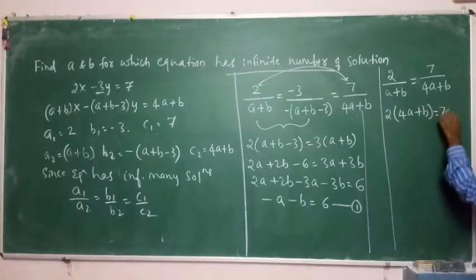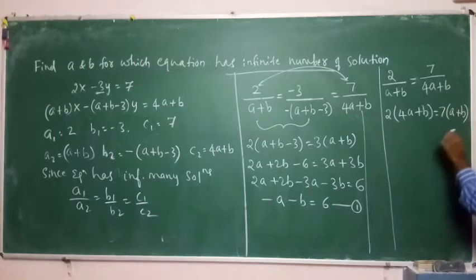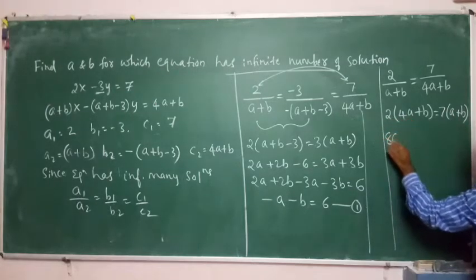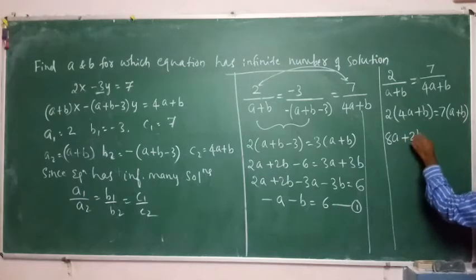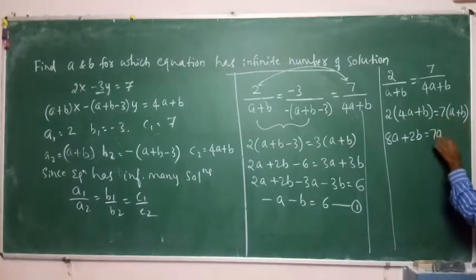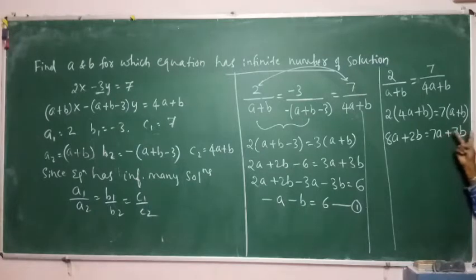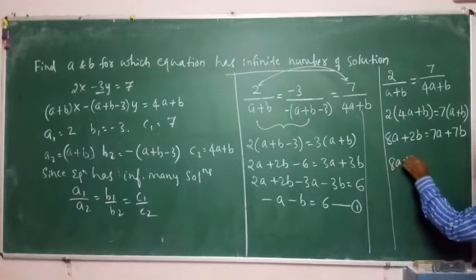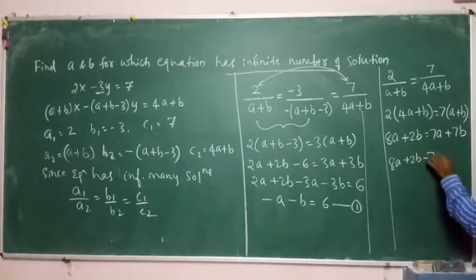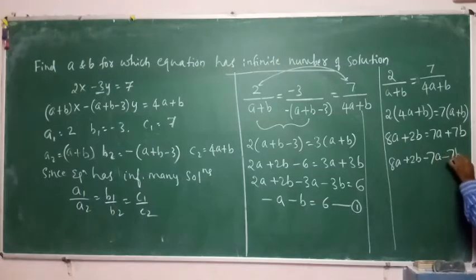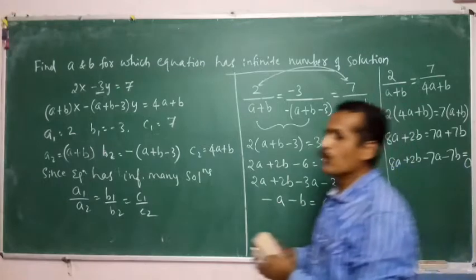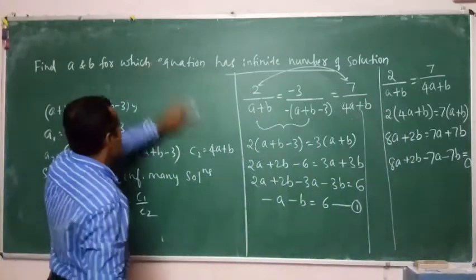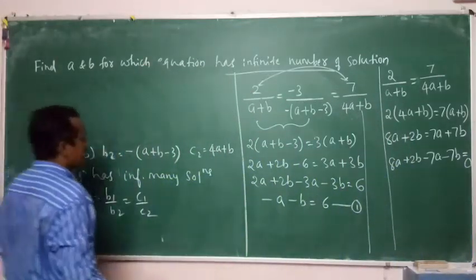Equals to 7 into A plus B. Open the bracket. 8A plus 2B is equal to 7A plus 7B. I will bring both these RHS terms to the LHS. 8A plus 2B minus 7A minus 7B. On the RHS nothing is there, so I will write it is equal to 0. When both terms have come to the LHS, nothing is there in the RHS, so I will take it as 0.